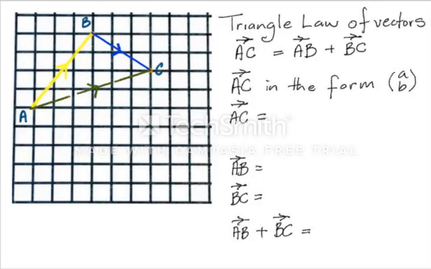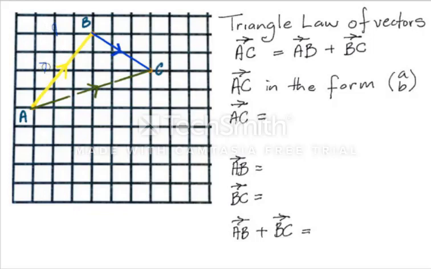All right, triangle law of vectors. Essentially, triangle law of vectors. So here we have two vectors: the vector AB, which I would say is acting in a clockwise direction, and we have BC. So we have two vectors, both of them acting in a clockwise direction.